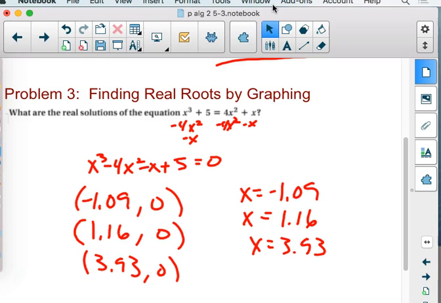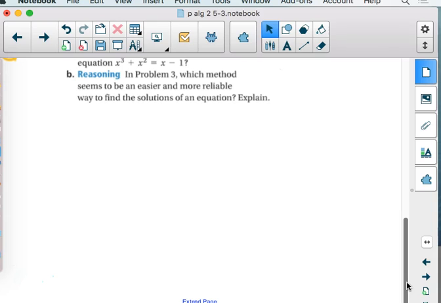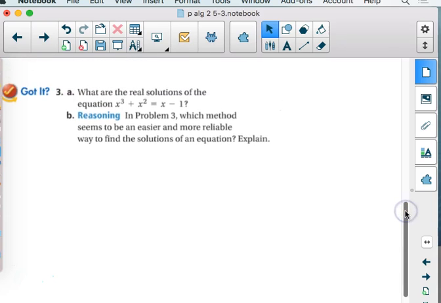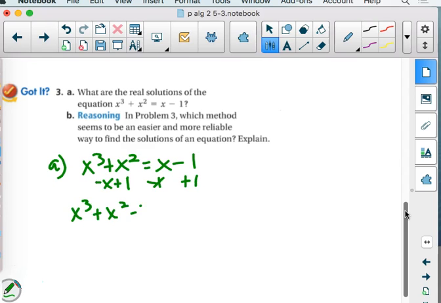Anybody need me to fix anything on the calculator? So far, so good? Everybody's good? Okay, then let's go after another one. This one says, what are the real solutions of this little monster? X cubed plus x squared equals x minus 1. I don't want to put that in my calculator. What do I need to do? Subtract an x and add a 1. So we'll have x cubed plus x squared minus x plus 1 equals 0.